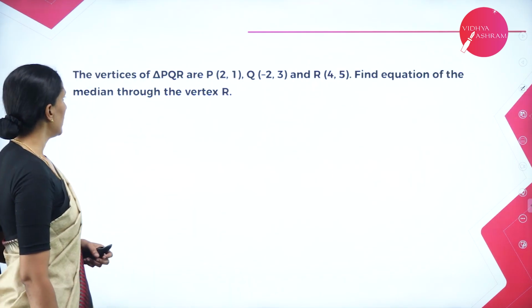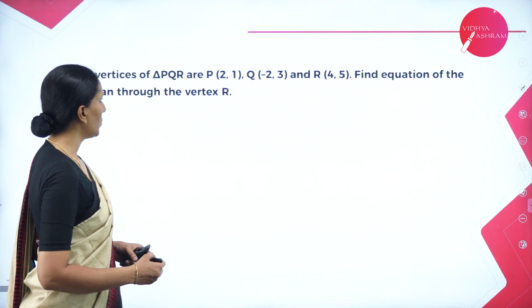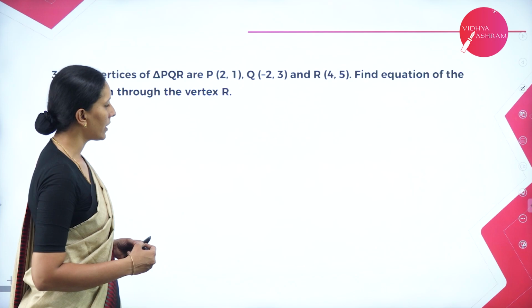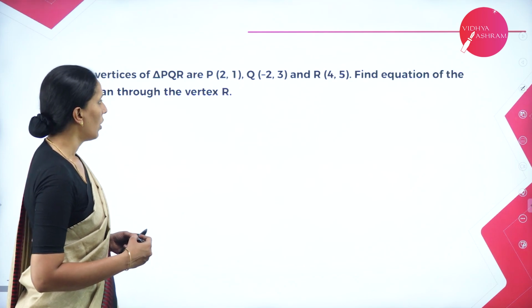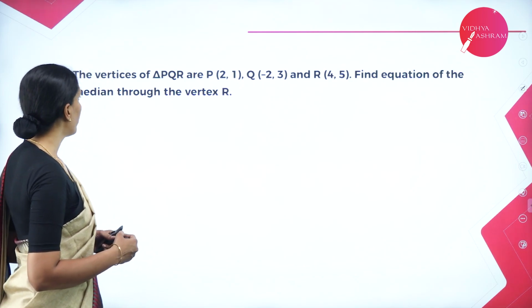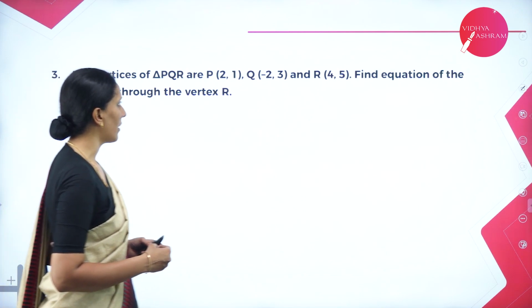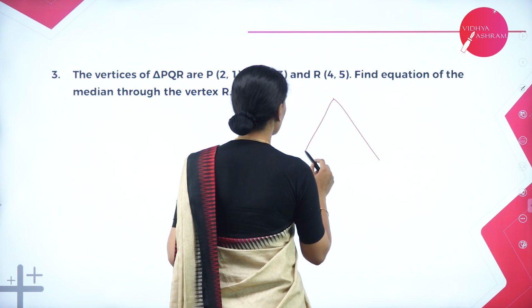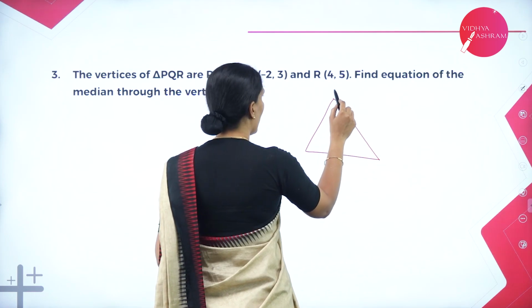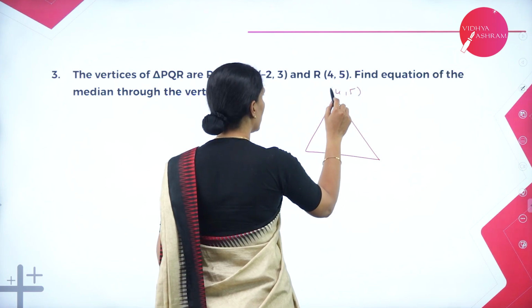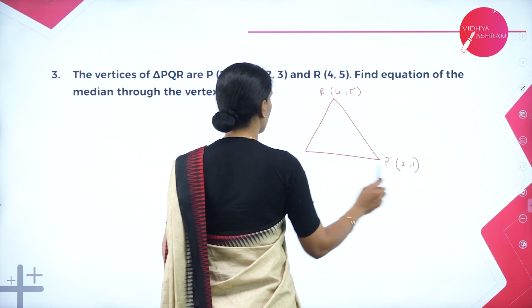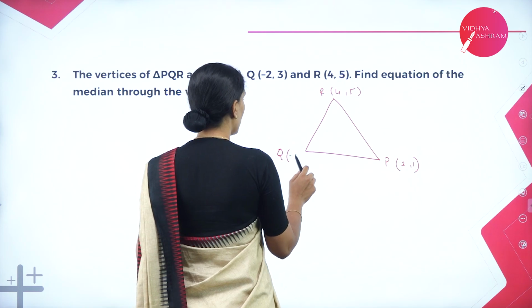The next one: the vertices of triangle PQR are P(2, 1), Q(-2, 3) and R(4, 5). Find the equation of the median through the vertex R. So let us consider a triangle whose vertices are R(4, 5), P(2, 1), and Q(-2, 3).